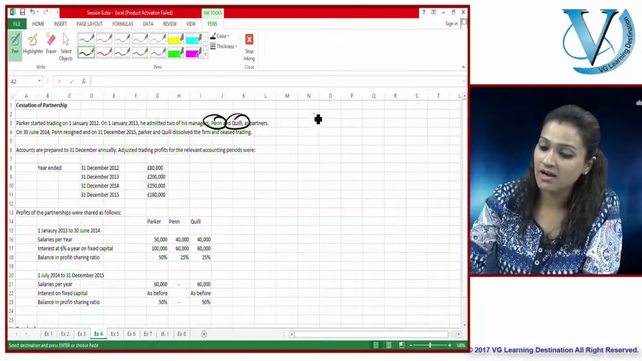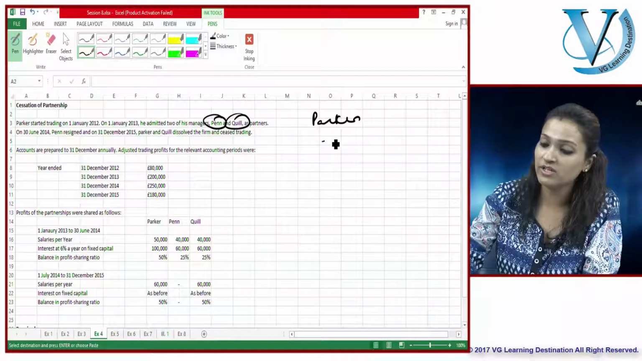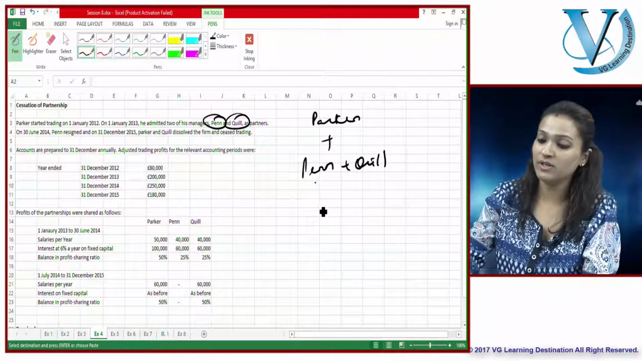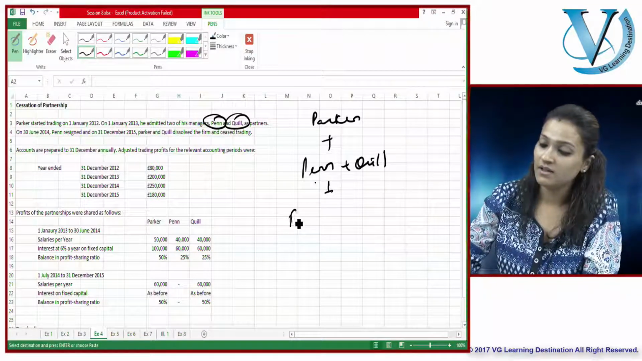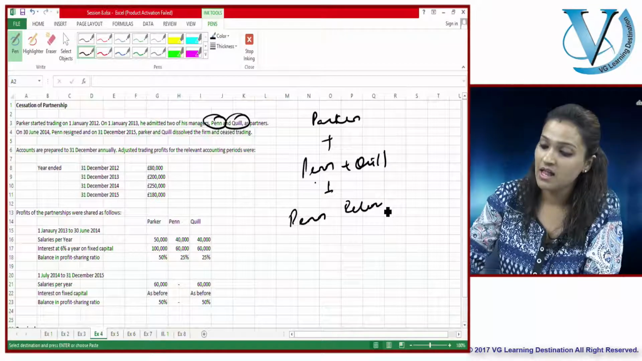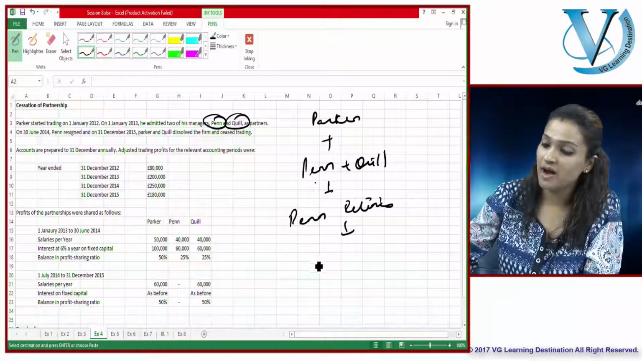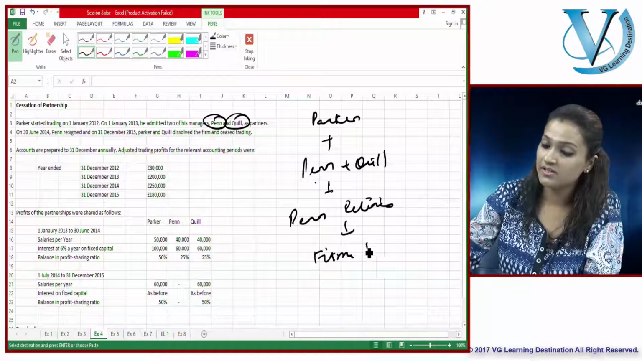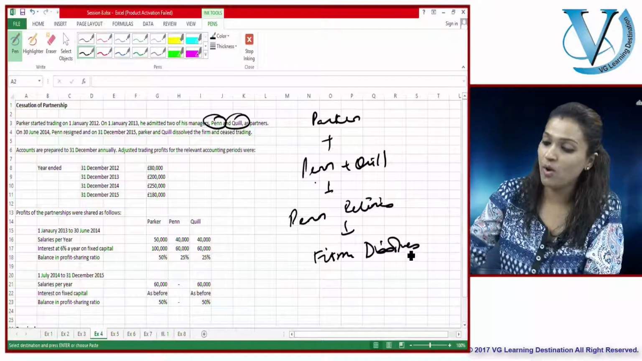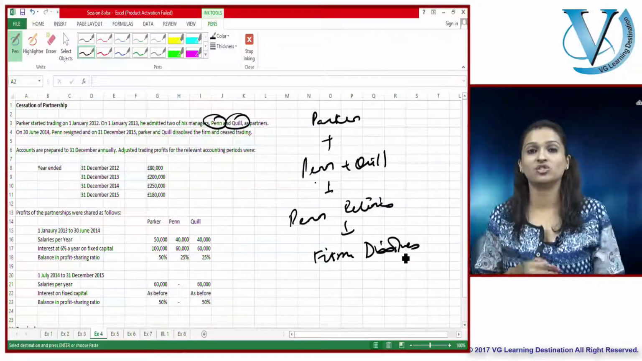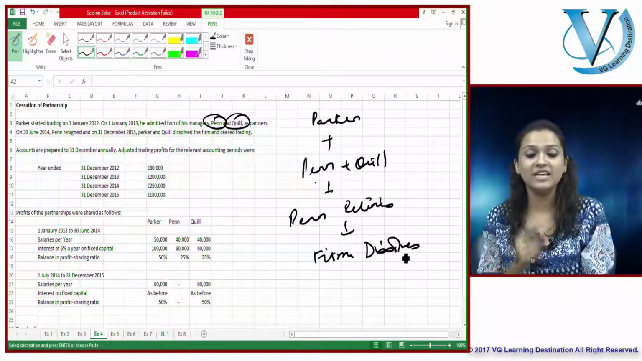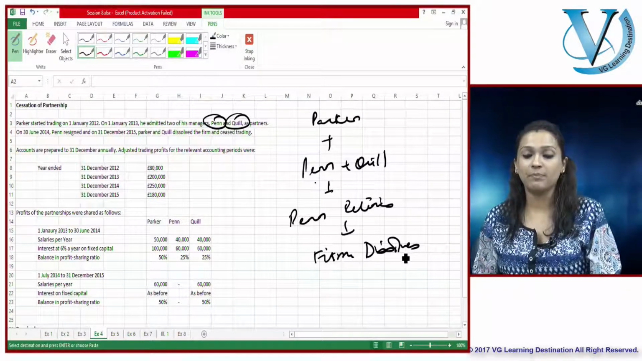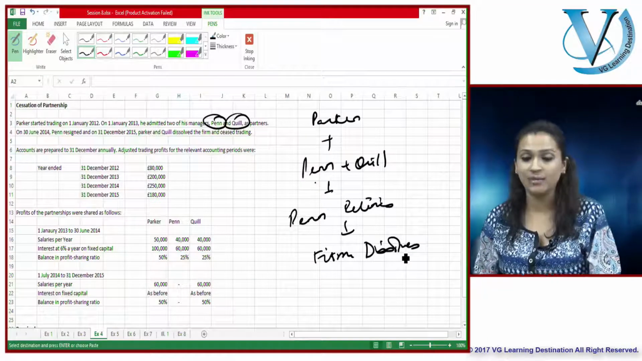So a lot is happening. First, Parker comes in, after which Penn and Quill join, after which Penn retires, and after which the partnership firm itself dissolves. There are quite a lot of things happening in this question. We'll see what happens for each one of them sequentially, one by one. Accounts are prepared to 31st of December annually.